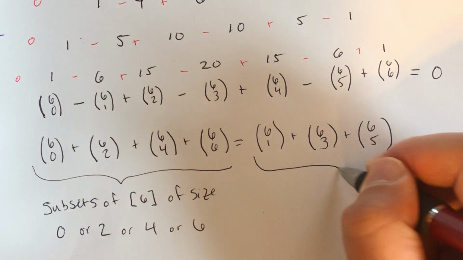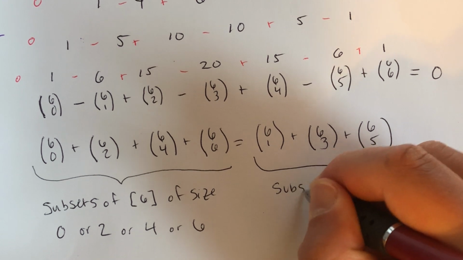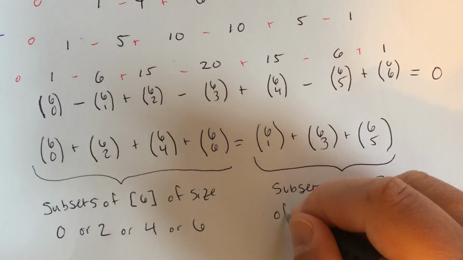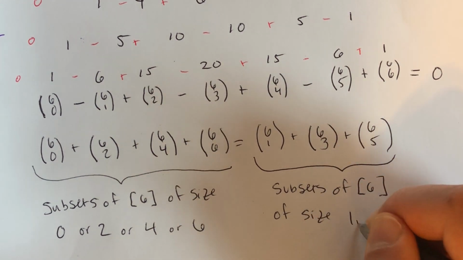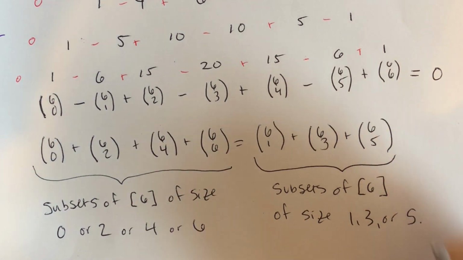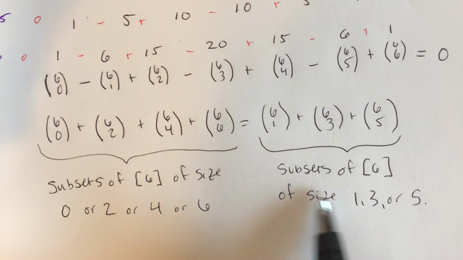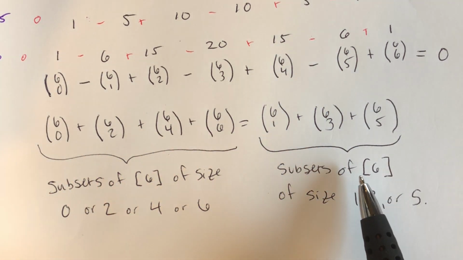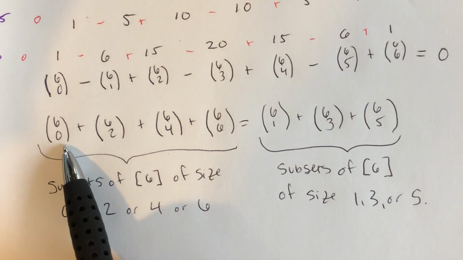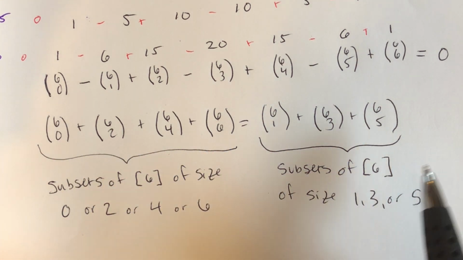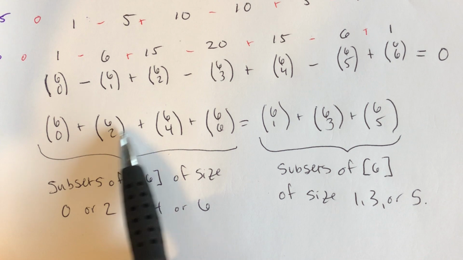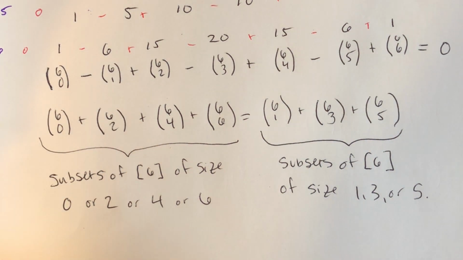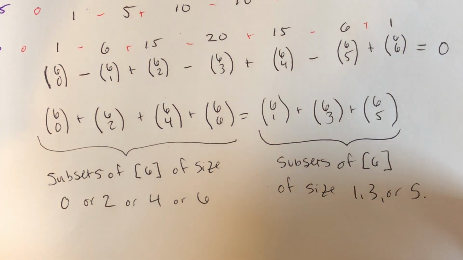And on the right-hand side, we have the subsets of bracket 6 of size 1, 3, or 5. Okay, in other words, these are the subsets of odd size, and we have the same number of each. This is surprising, right? It's not like we have a nice bijection between them because there's 4 different terms here and 3 different terms here. And so finding a sort of bijection between them would be a little bit harder.